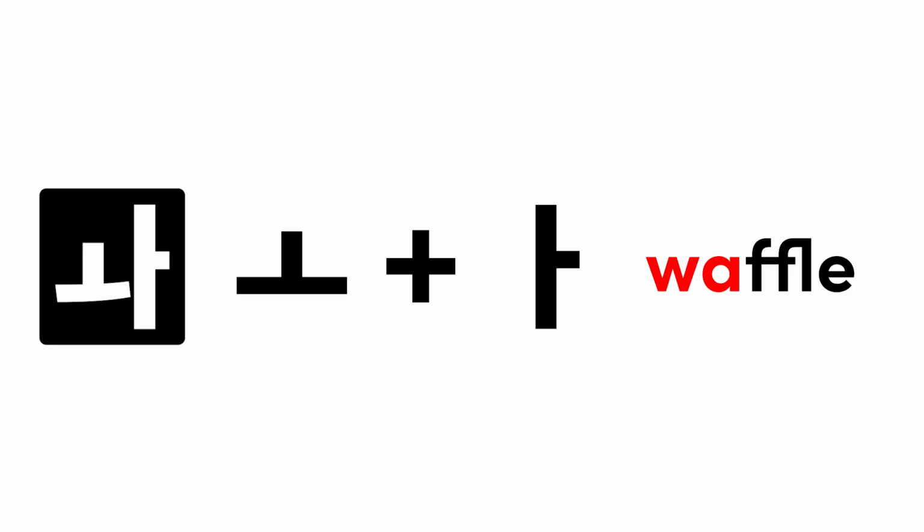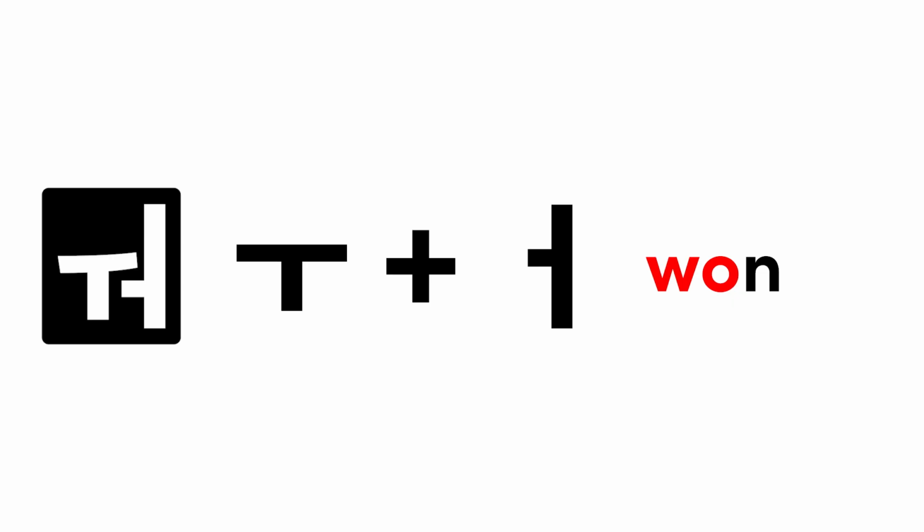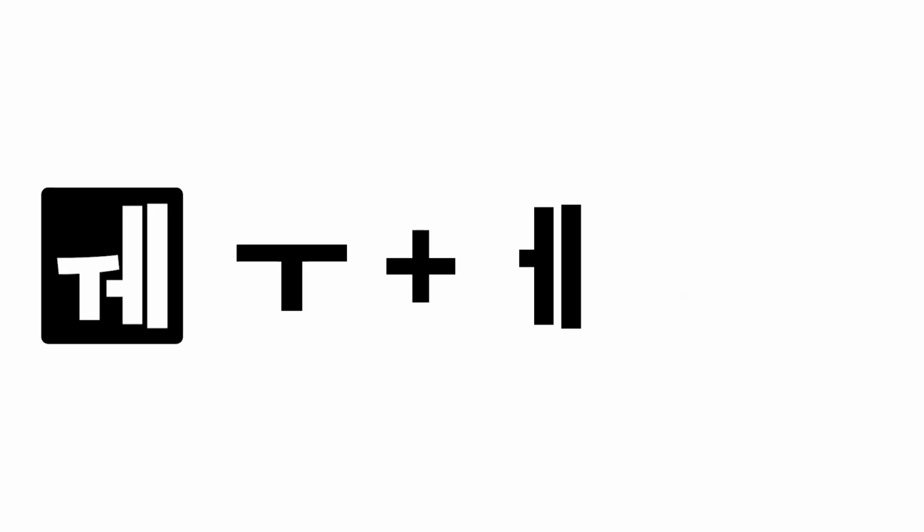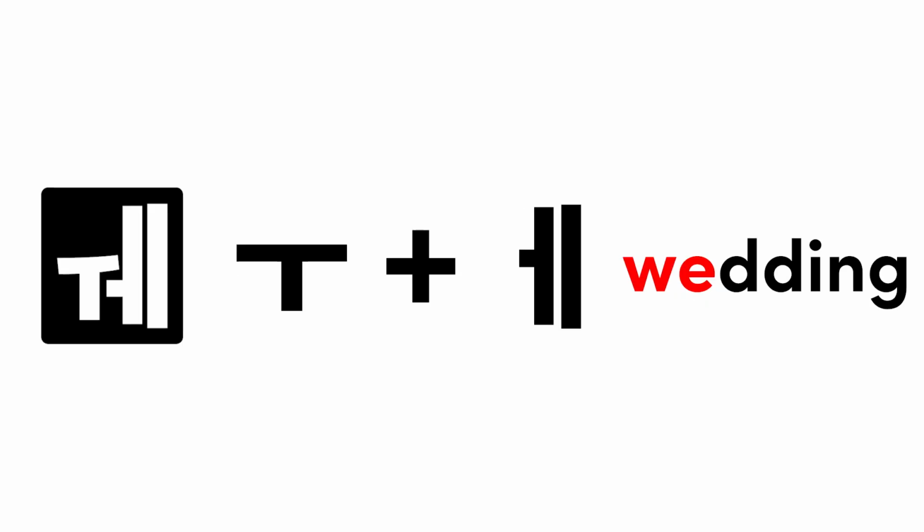This letter combines U and A for the wa sound like in waffle. This letter combines U and A for the wa sound like in one. This letter combines U and E for the we sound like in wedding. This letter combines U and E for the we sound like in wedding.